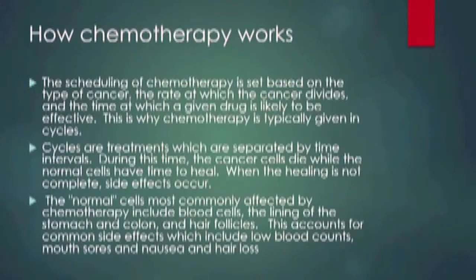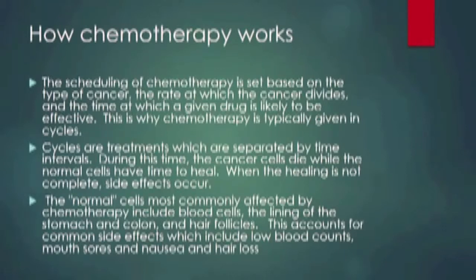So the scheduling of chemotherapy is based on several factors: the type of cancer, the rate at which the cancer divides, and the time at which a given chemotherapy drug is likely to be effective within the cell cycle. That is why chemotherapy is typically given in cycles. Cycles are simply treatments which are separated by time intervals. During that time interval, the cancer cells die while the normal cells have time to heal.